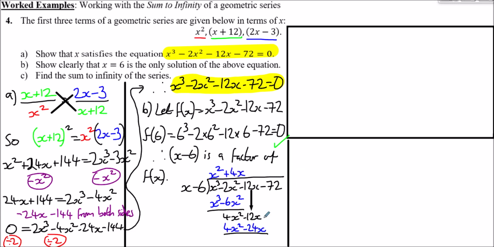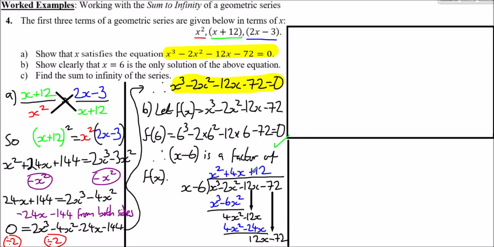We now subtract. 4x squared and 4x squared cancels. Minus 12x minus 24x is minus 12x plus 24x, which gives 12x. And again, what we need to remember to do is to bring down the next term, which is the final term. Therefore, this next iteration will be our last, because there's nothing else to bring down after. So we go again one final time.